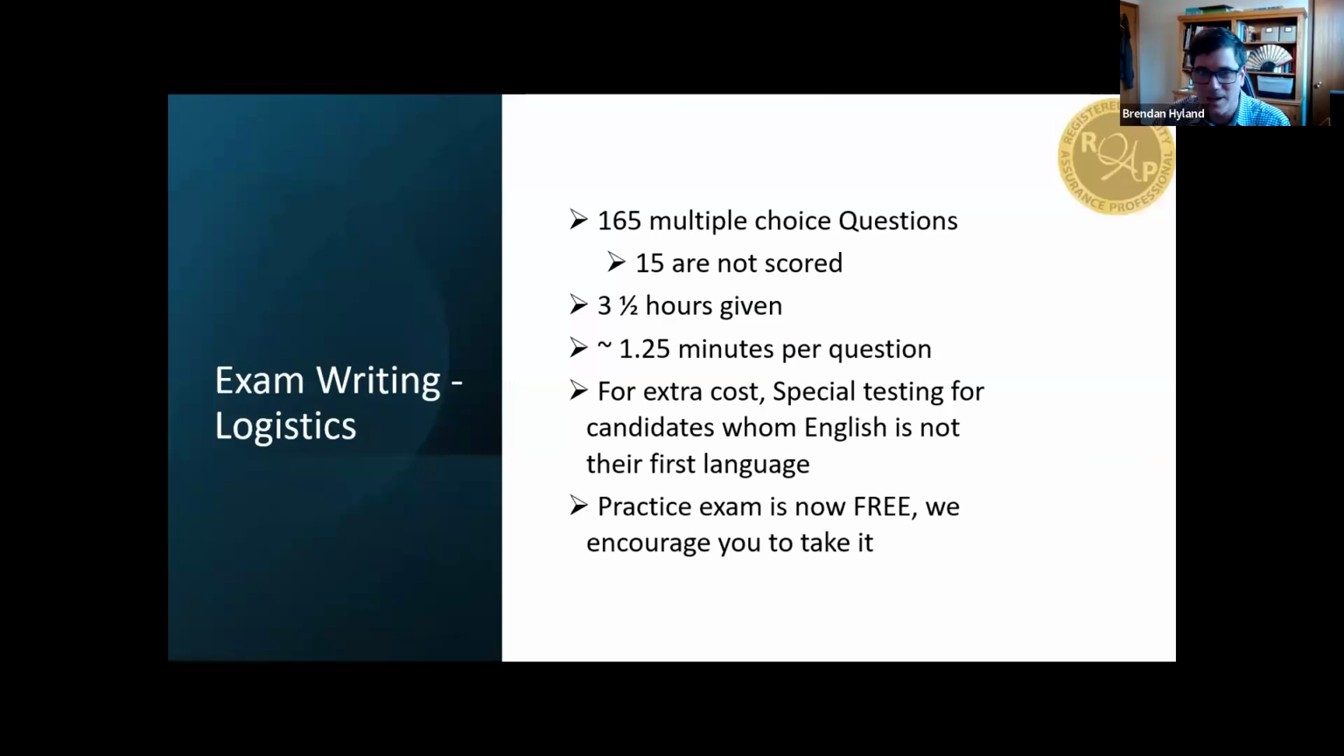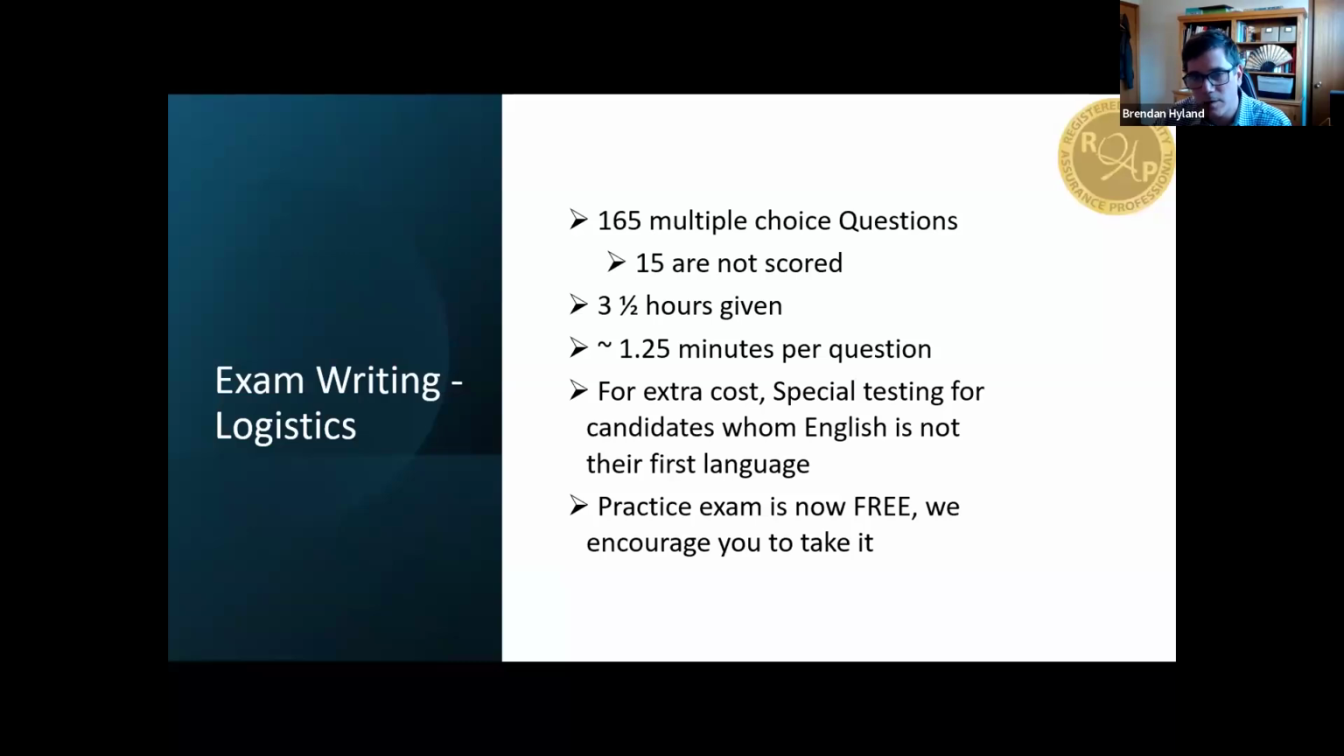It is a challenging exam. There are 165 multiple choice questions in 3.5 hours. 15 of those questions are not scored. This is for the purposes of evaluating those questions for future use. But that pretty much works out to almost 1.5 minutes per question.